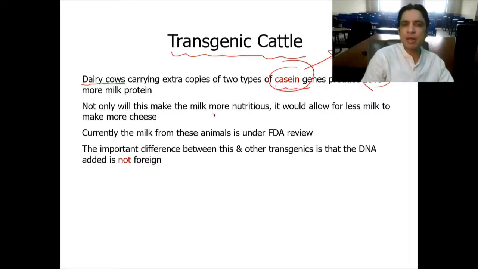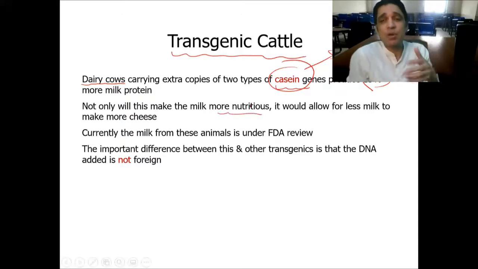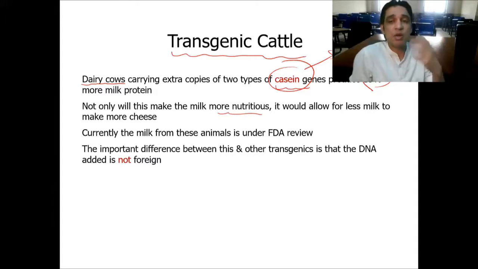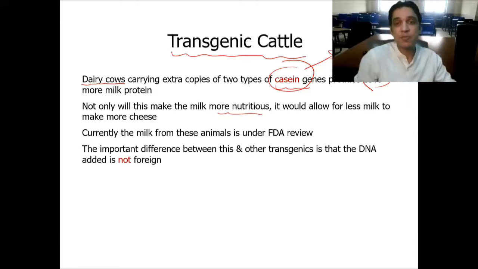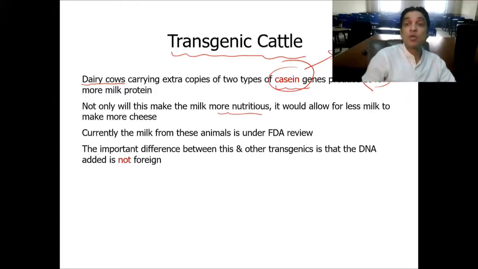Not only does it make the milk more nutritious, because the percentage of protein in the milk is increased. For example, I don't know the exact value, but let's suppose if the percentage of protein in the milk is 5%, now it is like 7% or 8%. But it also allowed to make more cheese because of the presence of more proteins. So that milk is under review. I think it is approved.